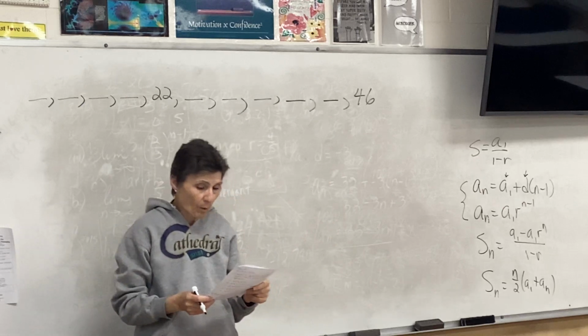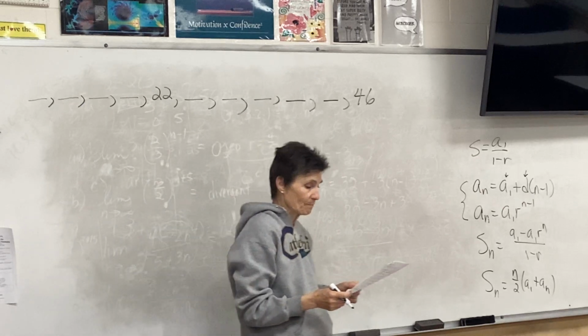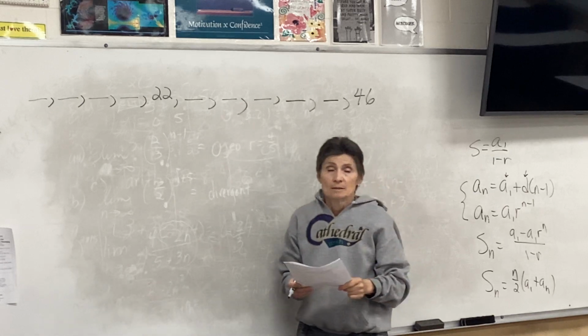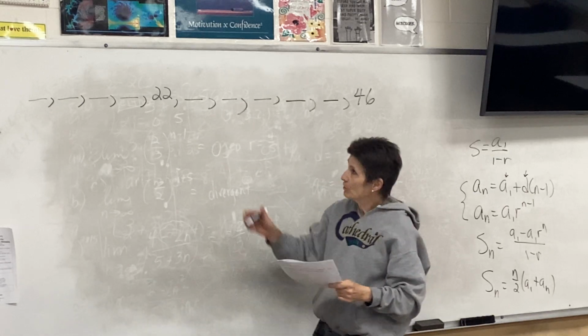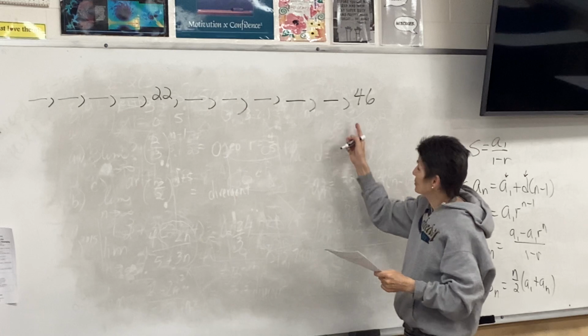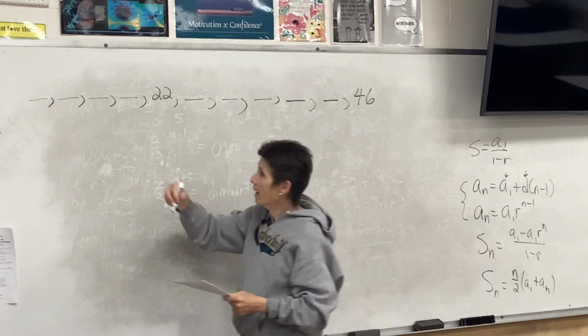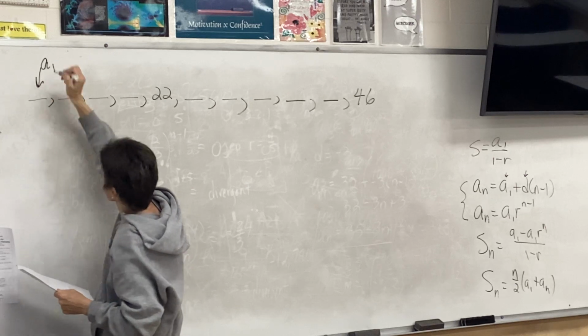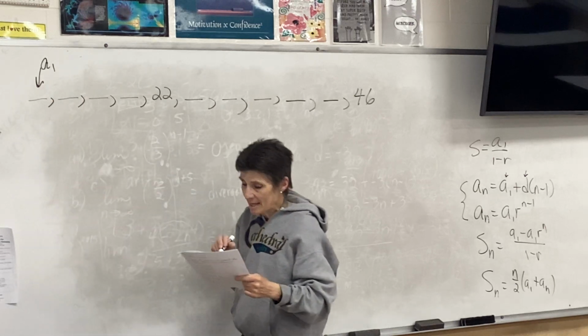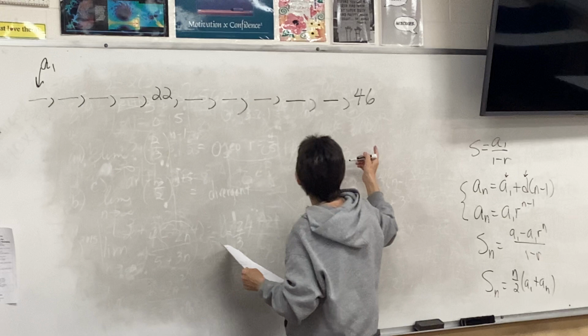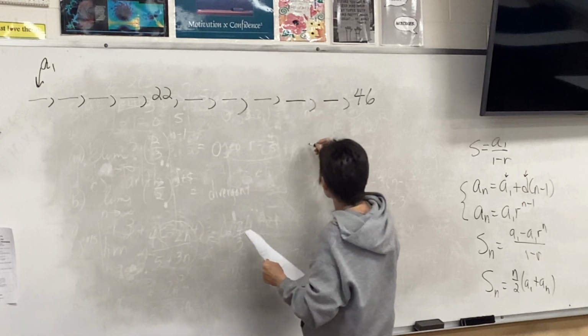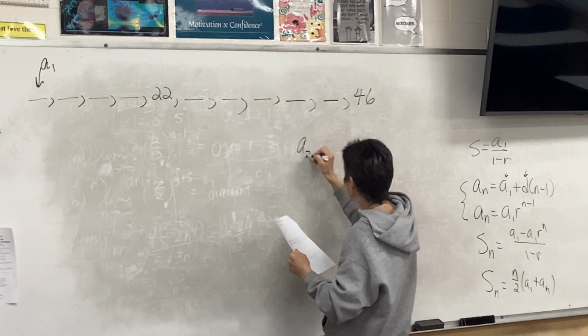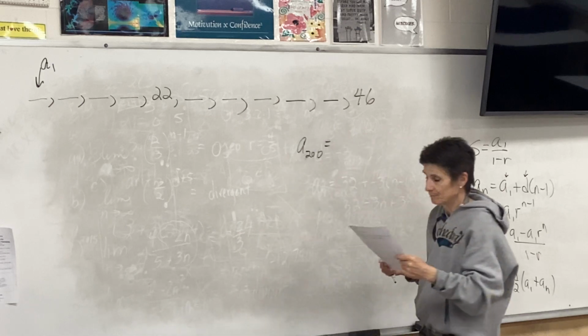I know the sequence is arithmetic. I know the fifth term in the list, and I know the 11th term in the list. And my job is to find the first term. There it is right there. That's the first term. And somewhere out here, I want to find the 200th term, sorry, the 200th term.